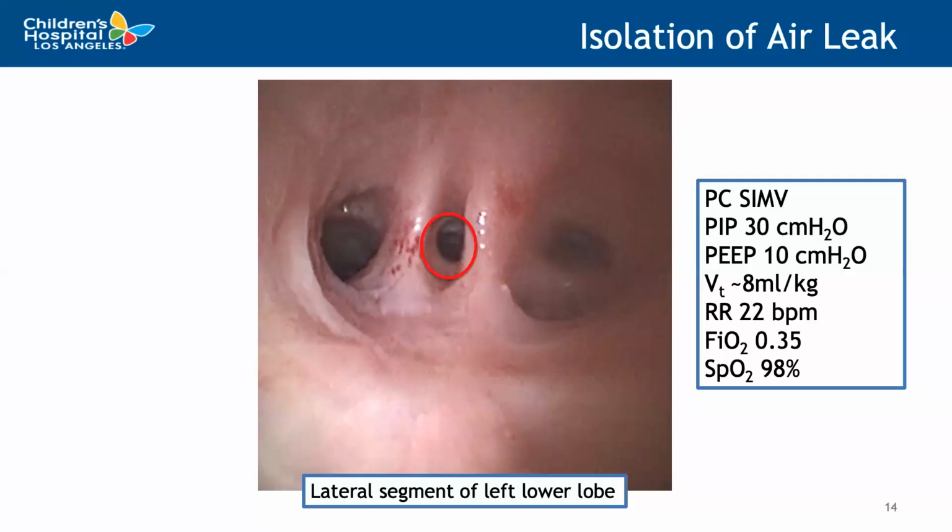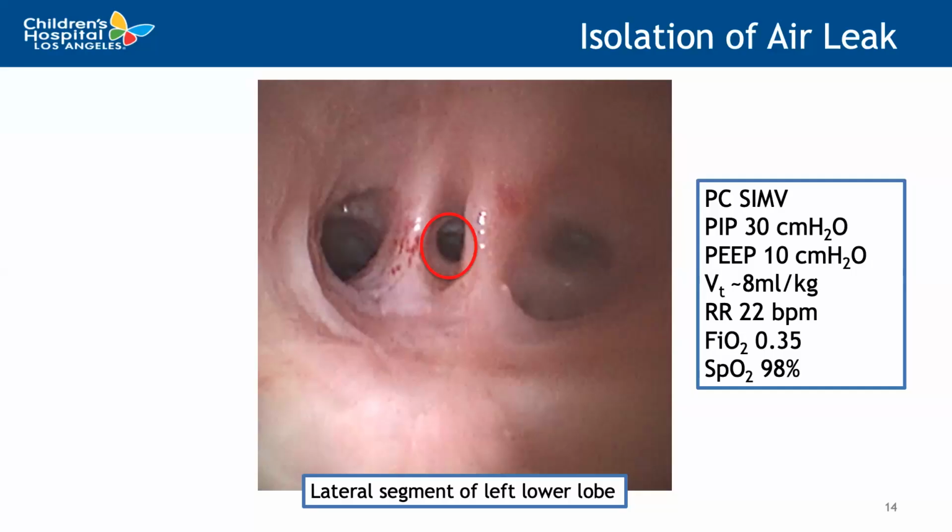His peak pressures were now 30 centimeters of water with a PEEP of 10 centimeters of water. He was getting about 8 cc's per kilo of tidal volume with these settings. At the time prior to the actual bronchoscopy, his FiO2 was about 35% and he was satting 98%.